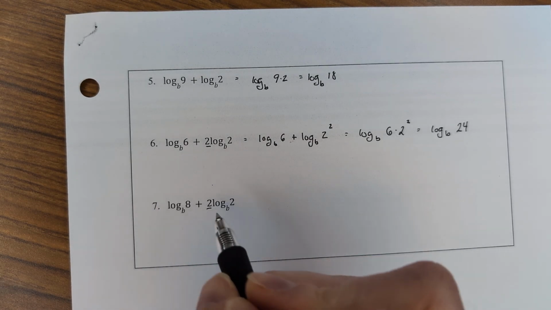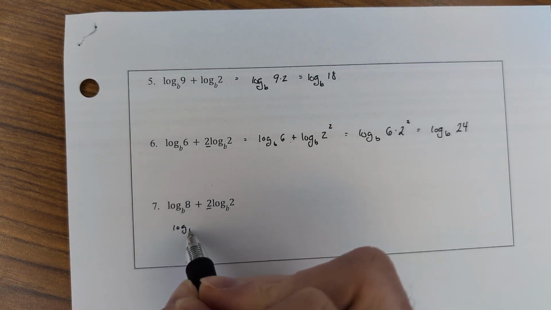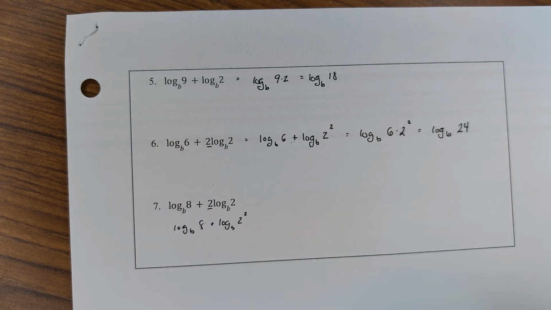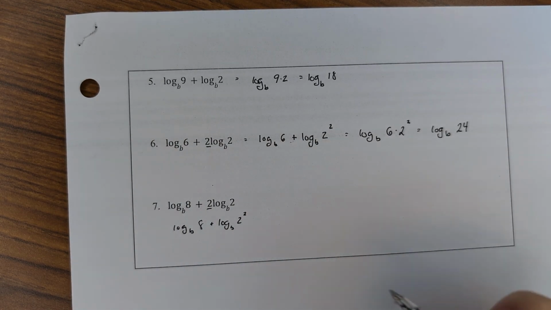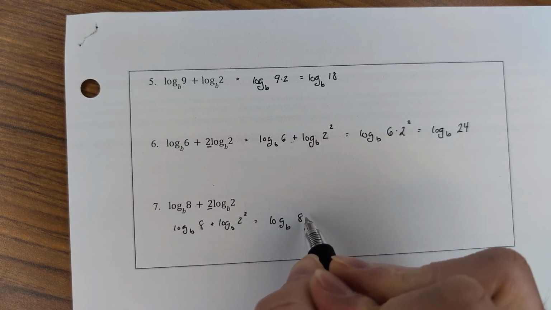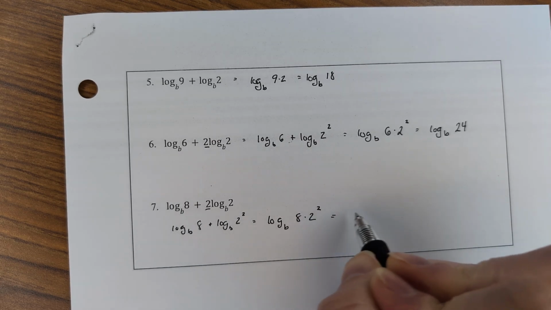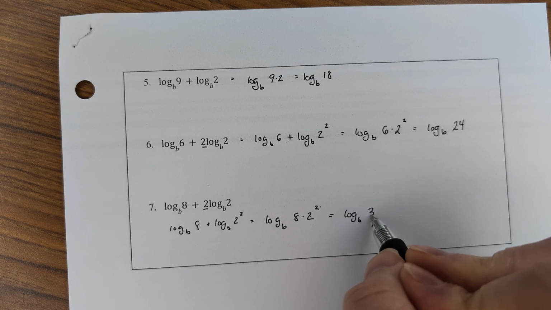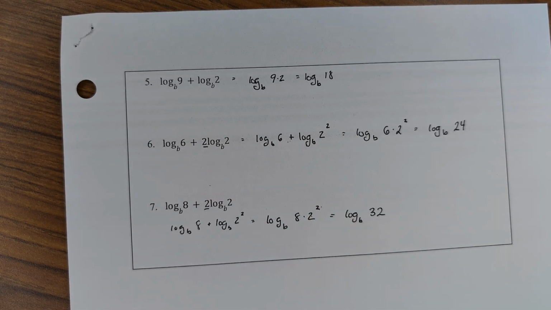Okay, and our last one, we've got one coefficient there. So log b 8 plus log b 2 squared. So it's actually almost exactly like this problem, just with slightly different numbers. So work out what that times 2 squared. So log b 2 squared is 4, times 8 is 32. And that's the end of the section.